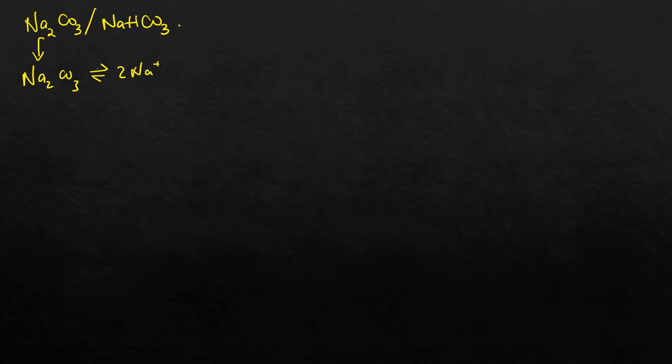We have sodium carbonate and sodium hydrogen carbonate. Now, sodium carbonate is a diprotic base. So, for example, it will dissociate to produce two sodium ions and the carbonate ion. This is a conjugate base of a weak acid, which is carbonic acid. So how is this going to behave in the course of the titration?